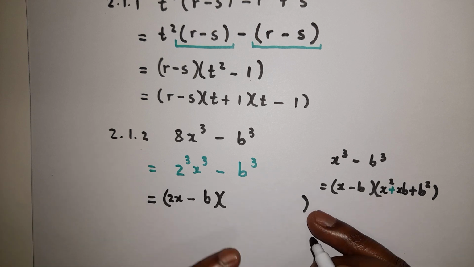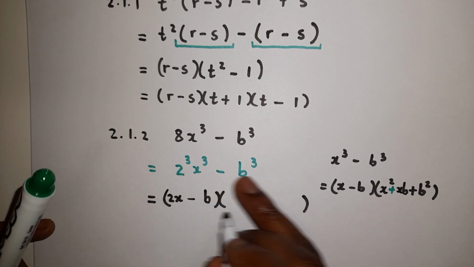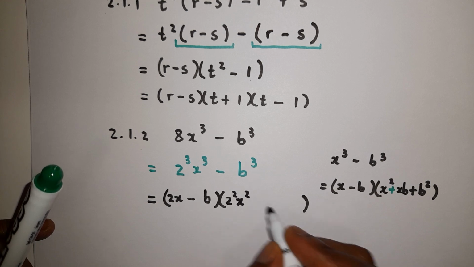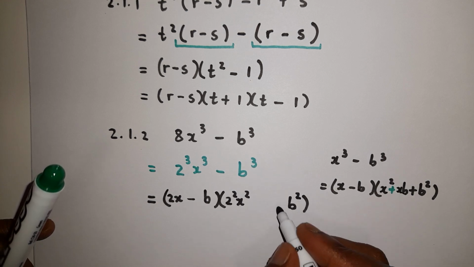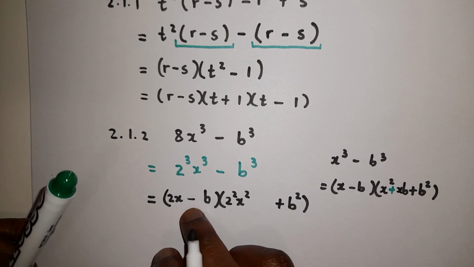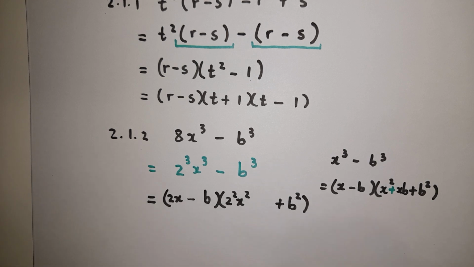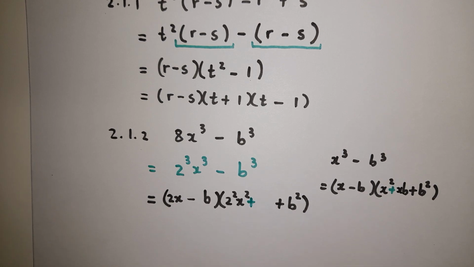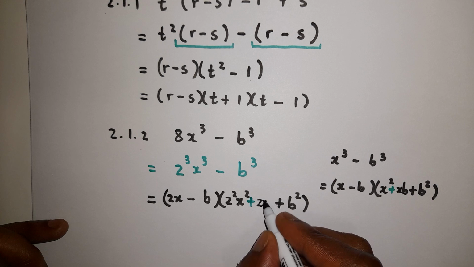Then the second bracket, the first and last term, are these with squares now. So it means it's 2 squared, x squared, and then b squared. Always the last term is positive. Then the middle term is the opposite of the first term or the first bracket. Then I'll have a plus. Then the middle term comes from multiplying these two. So 2x times b, I get 2xb.